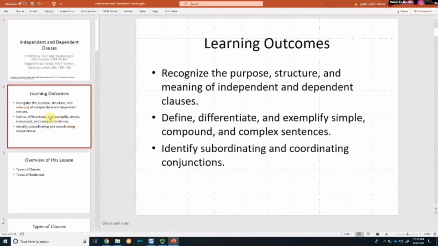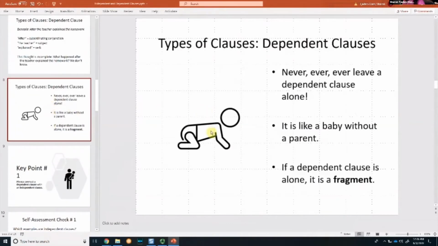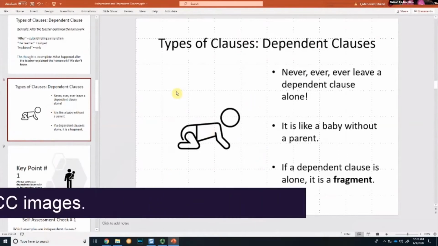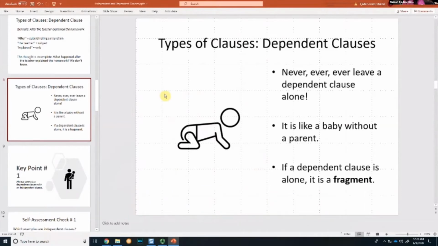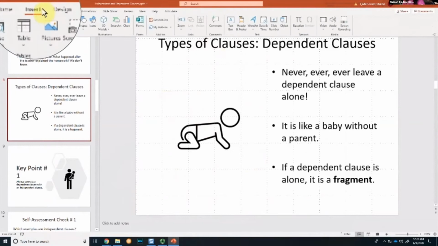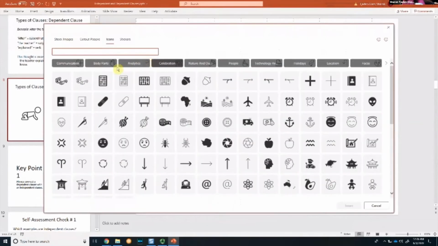I have my learning outcomes that are clearly defined. I've also added, instead of using the pictures that I had here before, those were not Creative Commons images. I couldn't find any that I really liked, so I decided to just use an icon here. You can use icons in PowerPoint by going to Insert and choosing Icons. There's lots of different icons that you can use without any problems.